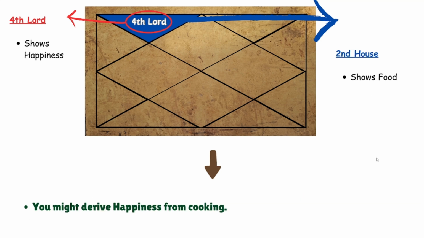Now fourth lord shows happiness and the second house shows food. So you might have a hobby of getting happiness, satisfaction or peace of mind from cooking. Maybe if you don't like cooking at the beginning, when this dasha gets activated, you may suddenly tend to get inclined towards cooking, or maybe sometimes be forced into cooking as well, when periods such as Corona come.